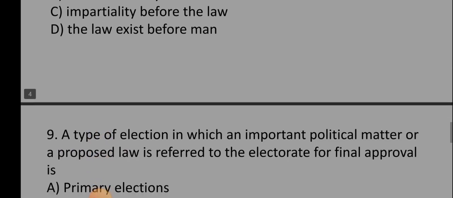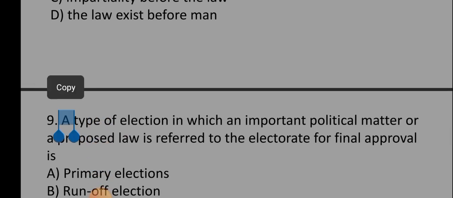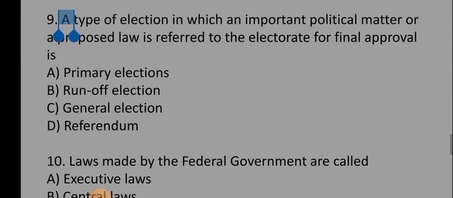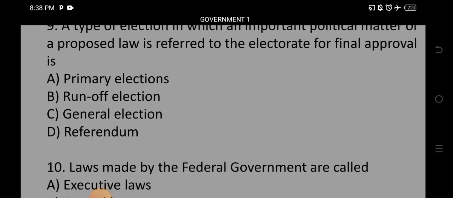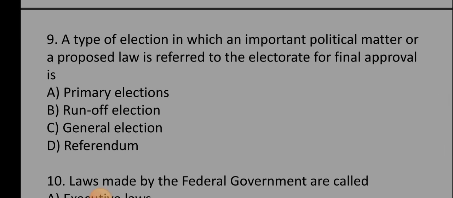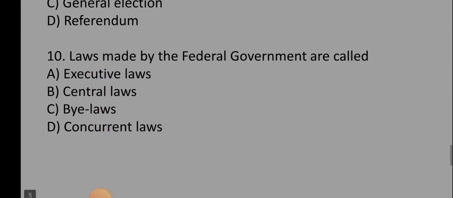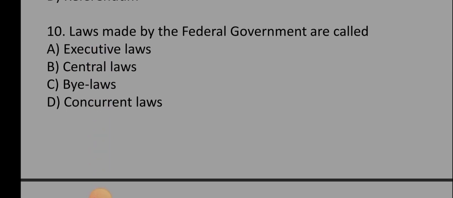Number 9: a type of election in which an important political matter or a proposed law is referred to the electorate for final approval is dash. Referendum. Number 10: laws made by the federal government are called central laws. That's option B.